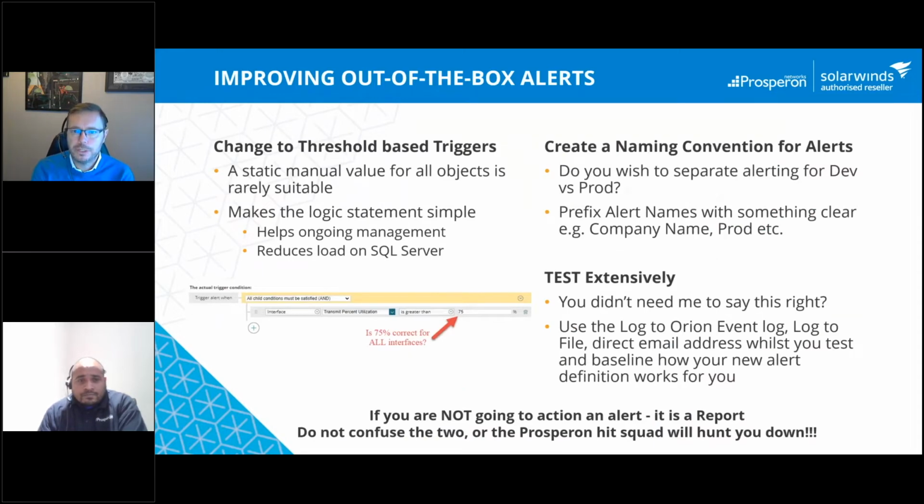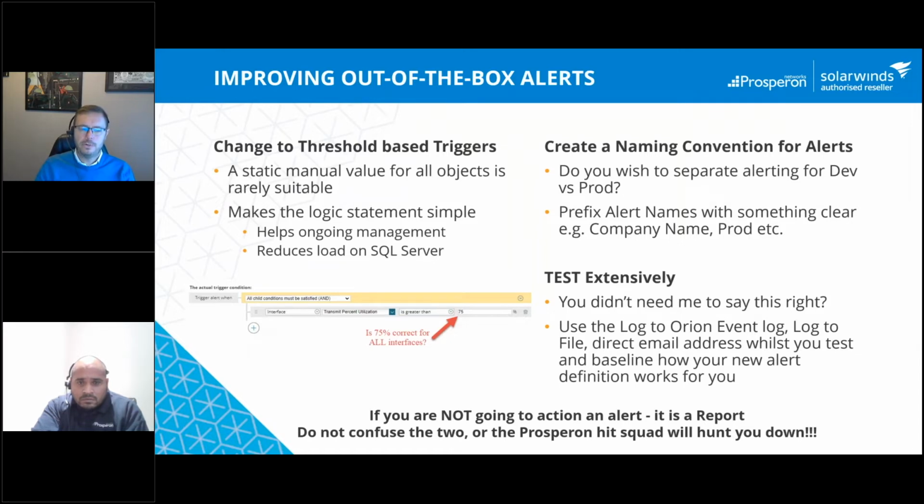From an out-of-the-box alerting perspective, I'm going to do this very quickly because I want to get onto the online demo and really show you in the interface where and how you can change these things. One of the big ones, and one of the quick wins you can put in place, is changing a lot of the utilization alerts. Whether it's CPU, or, as you can see in the screenshot, transmit percent utilization on an interface.